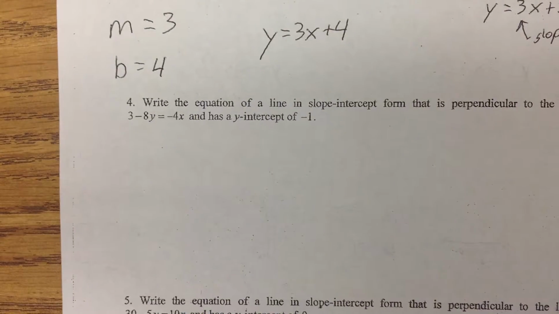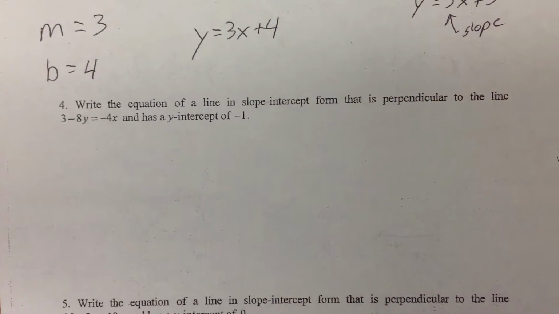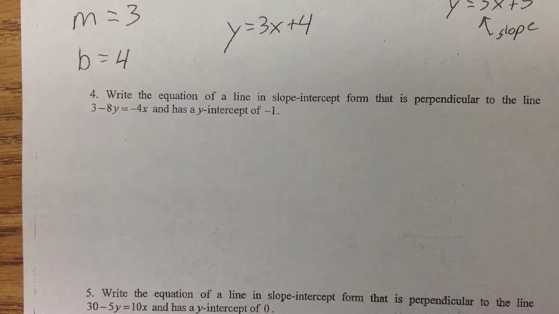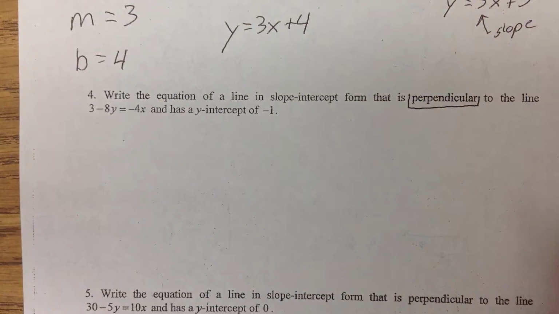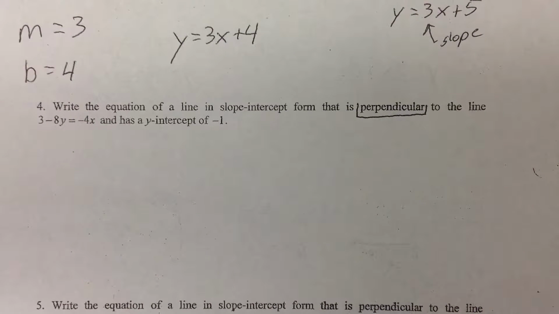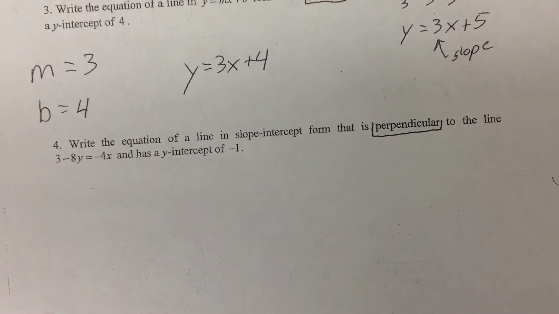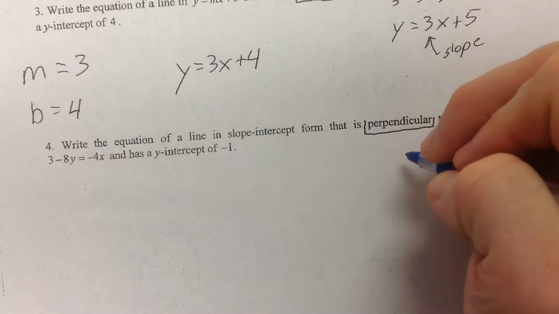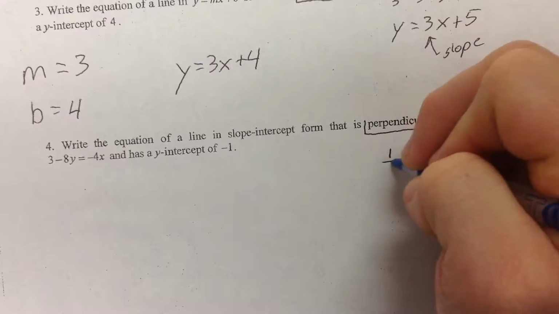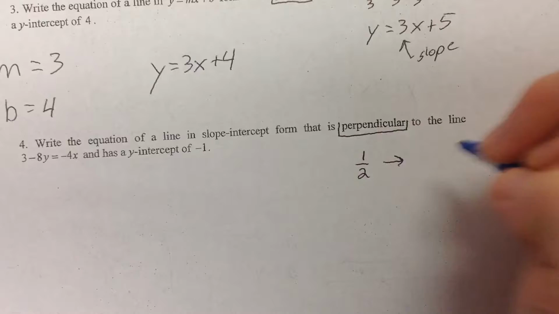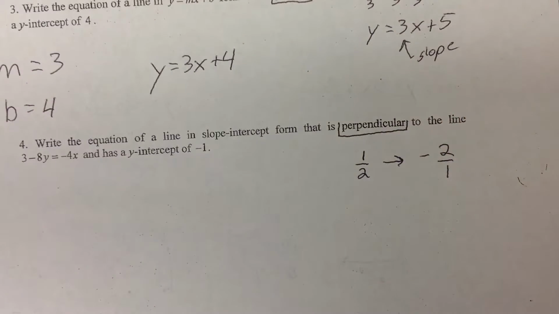Okay, write the equation of a line in slope-intercept form that is perpendicular to the line 3 minus 8y equals negative 4x and has a y-intercept of negative 1. All right, so perpendicular is a little different. When lines are parallel, they have the same slope. When they're perpendicular, they have what are called negative reciprocals. So let's talk about what a negative reciprocal is. So if I have 1/2, the negative reciprocal of that would be negative 2 over 1.